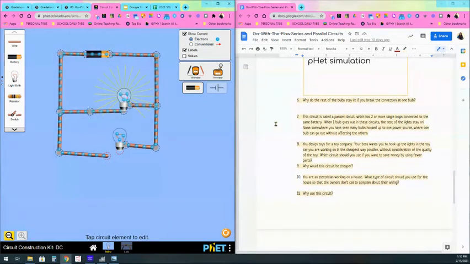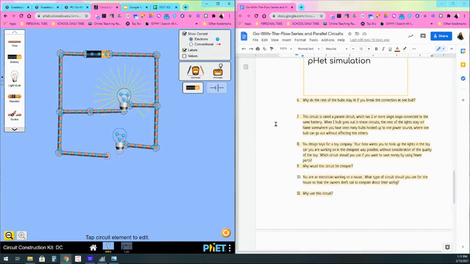When one bulb goes out on these circuits, the rest of the bulbs stay lit. And name somewhere you would have seen many bulbs hooked up to one power source where one bulb can go out without affecting the others. You could have said your home, right? All the circuits in your home are on parallel circuits.